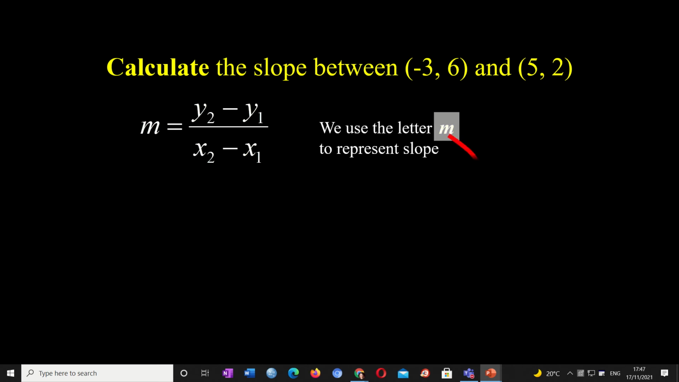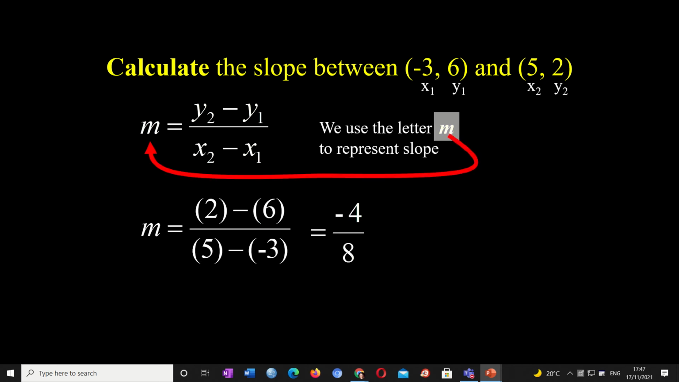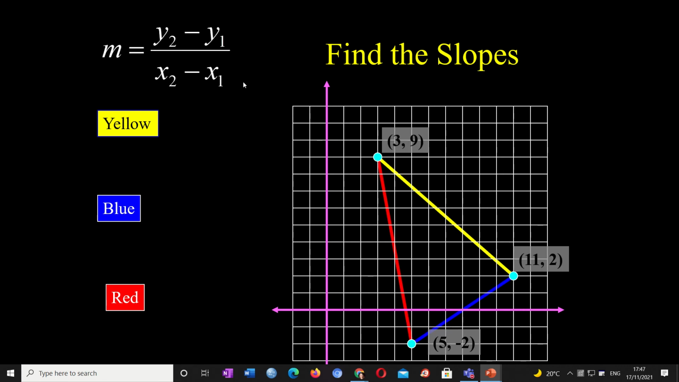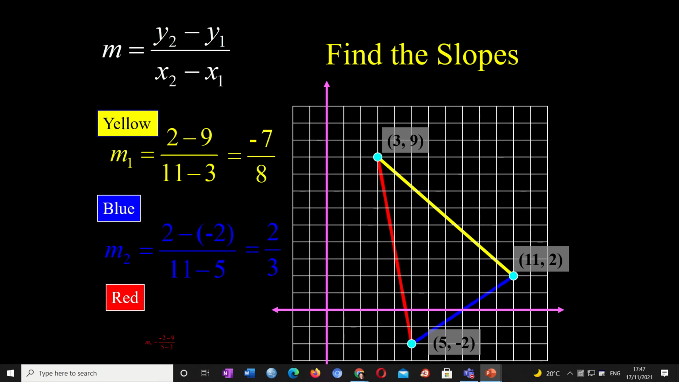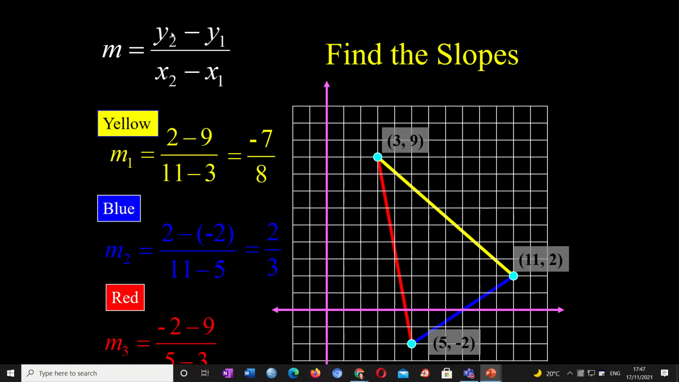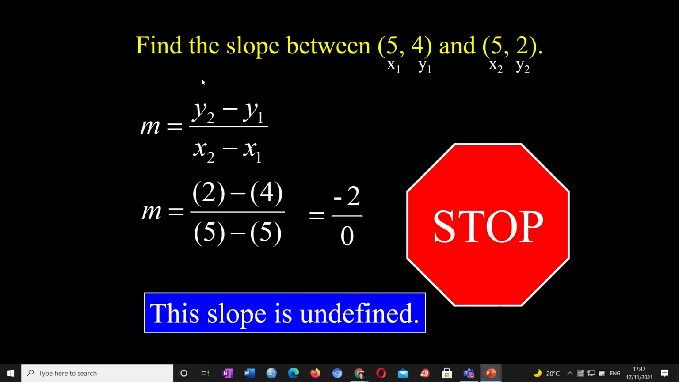Now we have solved these questions and we say that m is the slope. We give names x1, y1, x2, y2 here, and we find the slopes y2 minus y1 over x2 minus x1. So m1 is this one, m2 is this one, and we solve these equations. We find three different slopes, rise over run, the change in y over the change in x.